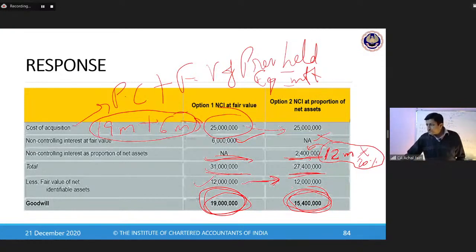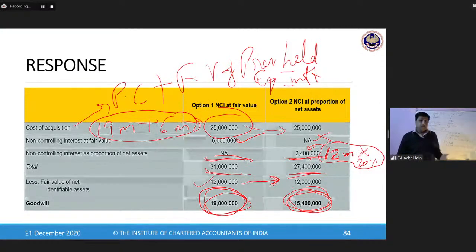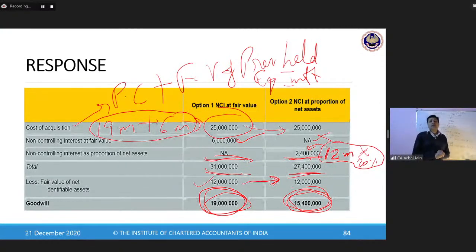Correct? We get 15.4 million as the amount of goodwill. So we can see how simple it is. You may be thinking, sir, this is so simple, and we were wondering so many computations will have to be done. So much complexity will arise. Do you find this complex at all? No. Isn't it? Tell me, do you find this complex? Yes or no?